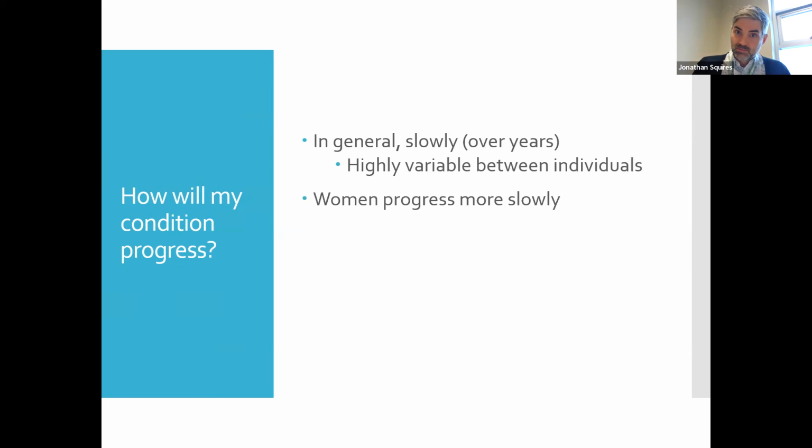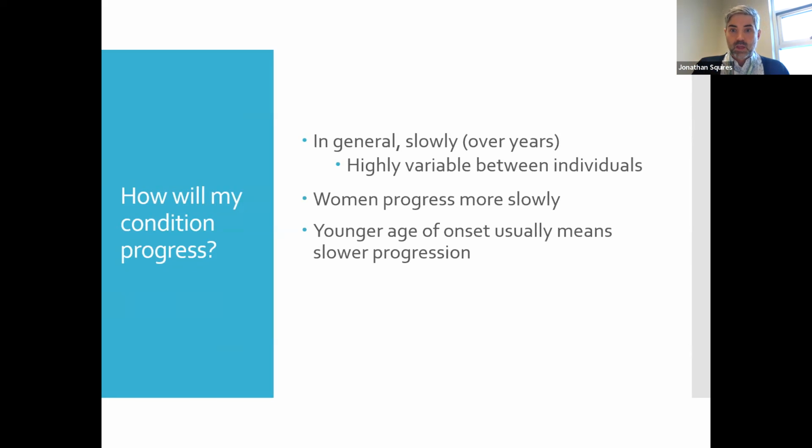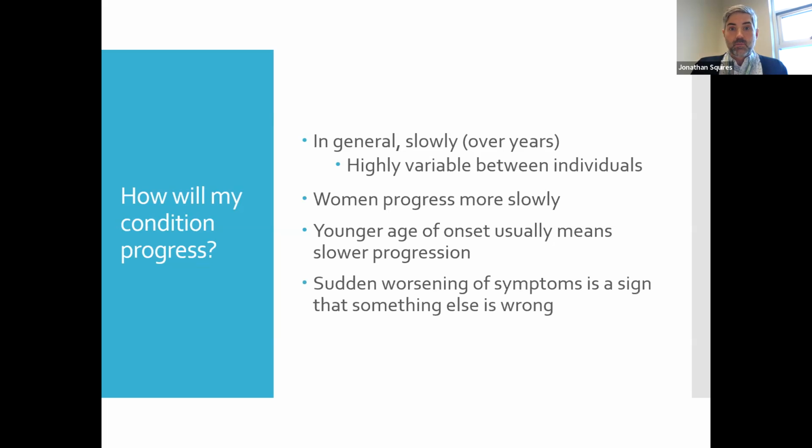Women in general progress more slowly than men. In general, people with younger onset progress more slowly than people with older onset, though none of these things are hard and fast. In general, people with a lot of tremor progress more slowly than people without tremor, but none of these are absolutes. Parkinson's, as I said, always progresses slowly.